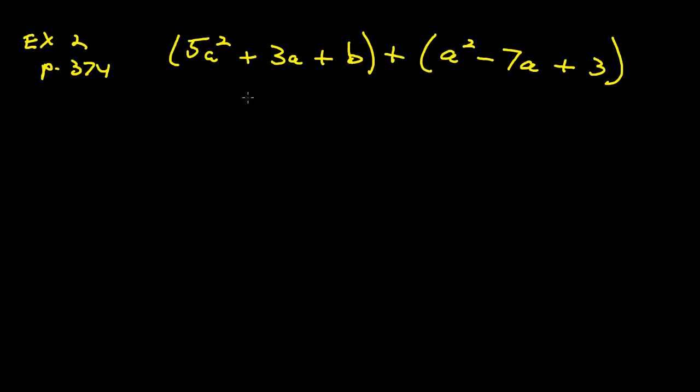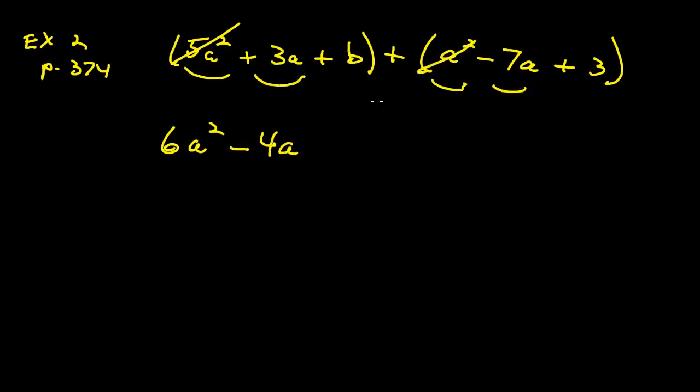All right, let's group together whatever we can here. Well, 5a squared and a squared are like terms, and I can add those together. 5a squared plus 1a squared is 6a squared. Takes care of the a squared terms. How about the a terms? 3a minus 7a is minus 4a. Keep the variable part and add or subtract the coefficients.